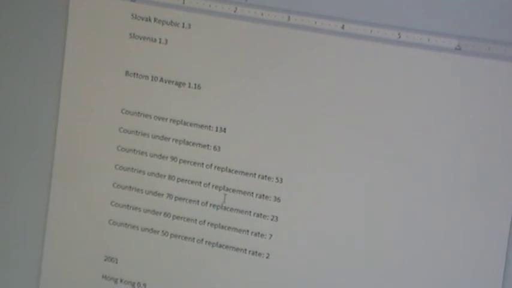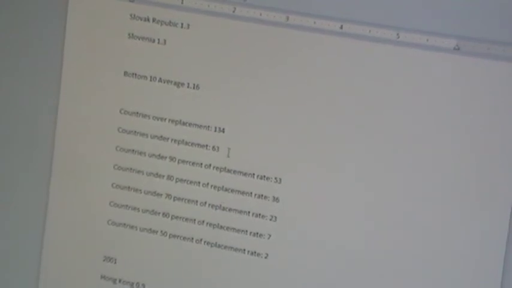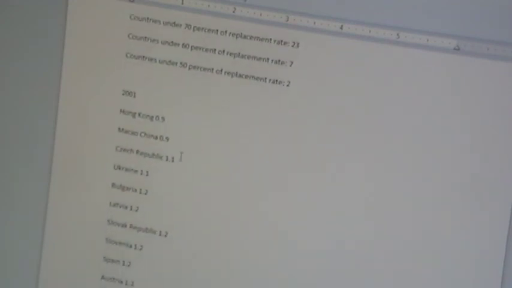All right, now it says countries over replacement 134. As you can see, under replacement continues to grow. It's now 63. That's not good. Now Hong Kong, Macau, China. This is probably the low point of the birth rate. I'd say about 2001, 2002, 3, 4. That's the low point. After that, it starts picking up.